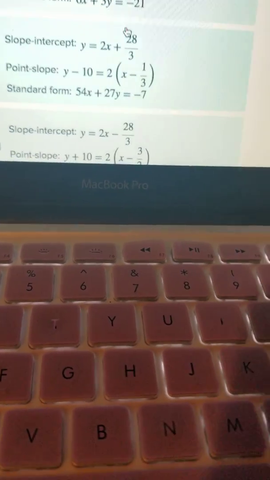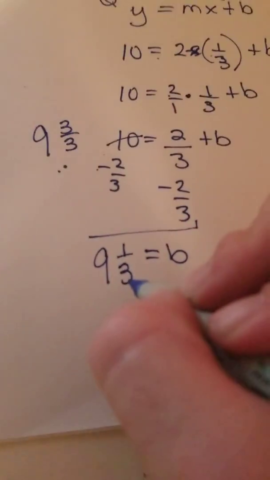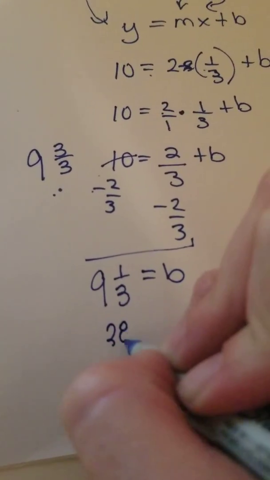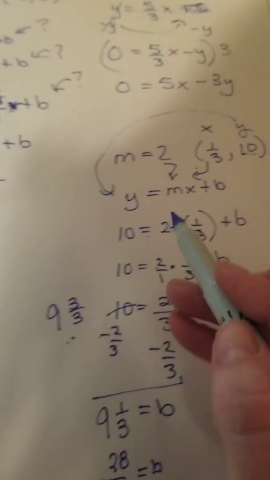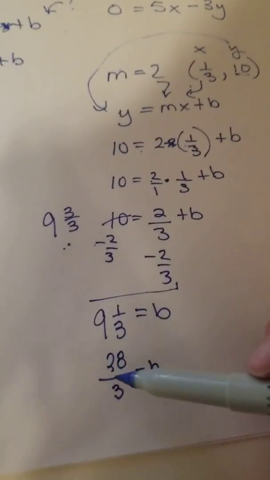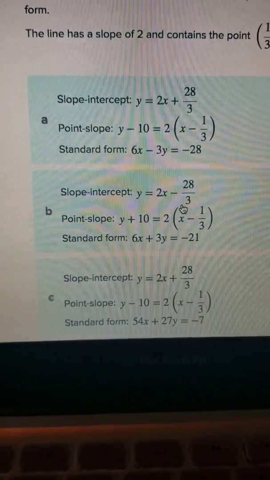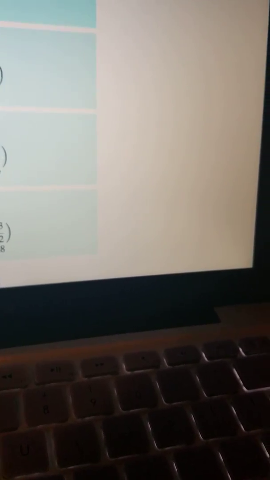Well, and the slope is 2. Okay, they have it improper. 3 times 9 is 27, plus 1 is 28 over 3 equals b. All right, so the slope is 2. That's your y-intercept. Slope 2, where are you? y equals 2x plus 28 over 3. So it could be this one or this one.